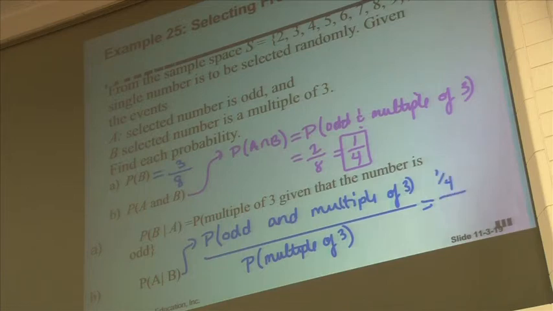What's the probability that the number is a multiple of 3? That goes to part A. Find the probability that the selected number is a multiple of 3. So 1 out of 4 divided by 3 out of 8. Plug that into your handy dandy calculator. You should get 2 out of 3. It does in fact change the answer. Pay attention to the order in which the question is being asked.